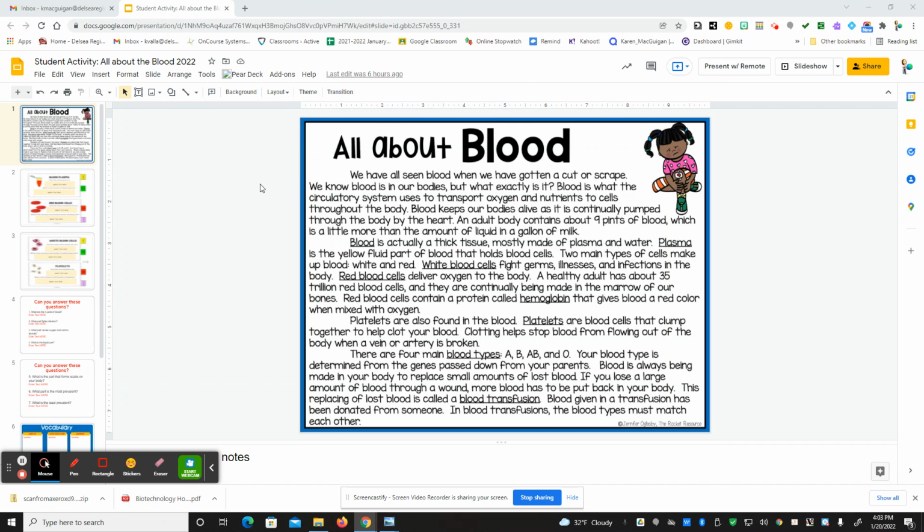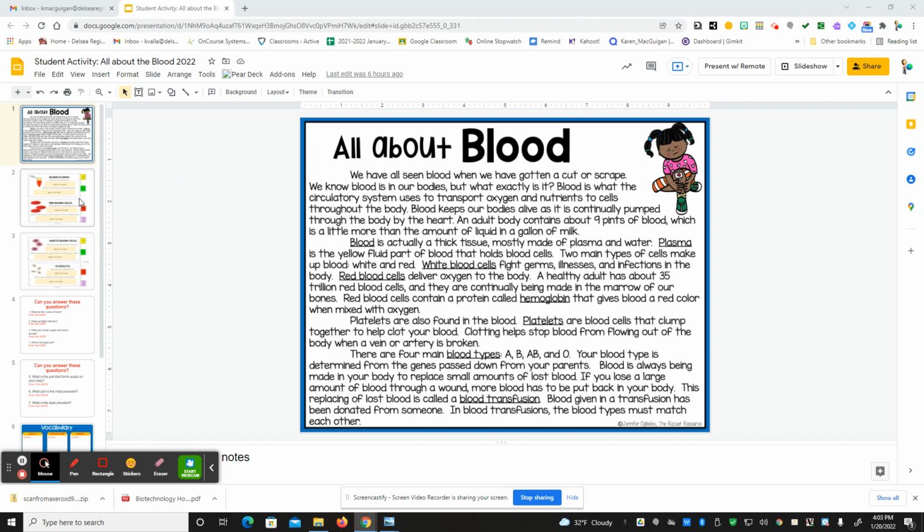So on this first intro slide, as you can read, it goes through and overviews everything you need to know. It talks about the four types of blood: your plasma, your red blood cells, your white blood cells, and then your platelets. It talks about a blood transfusion, which we talked about yesterday. It talks about your different blood types, which we talked about in the genetics unit. So that is kind of an overview about blood in case you need a reference point.